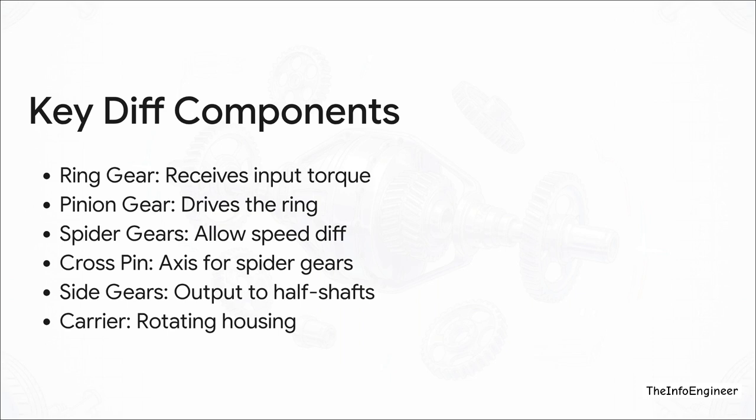When you're driving dead straight, the spider gears don't rotate on their pin at all. The whole unit just spins as one solid locked block. But the second you enter a turn, those spider gears start spinning on their cross pin. They maintain a strict 50-50 torque split while letting the side gears rotate at those independent speeds we just talked about. And as an engineer, the trick is maintaining a super strict backlash of exactly 0.10 to 0.20 millimeters between the side and spider gears. If you don't, you're going to get some serious thermal binding.